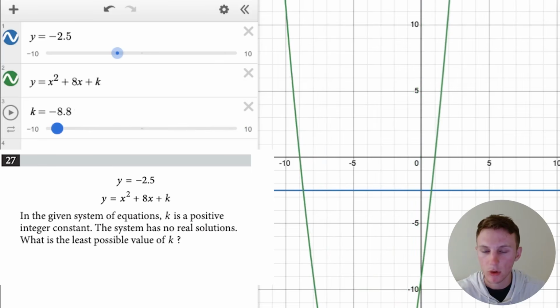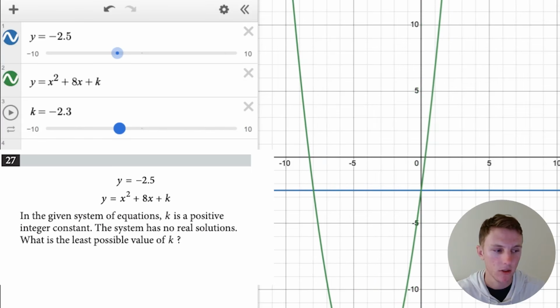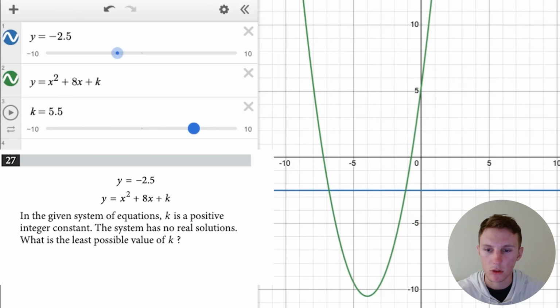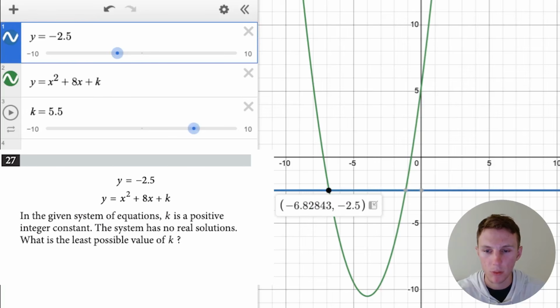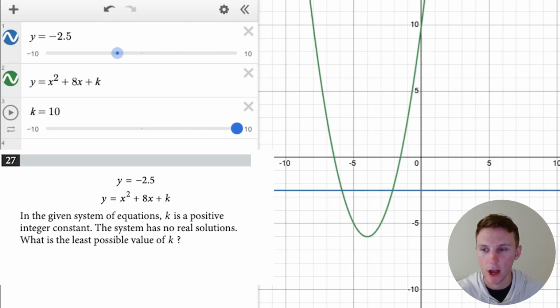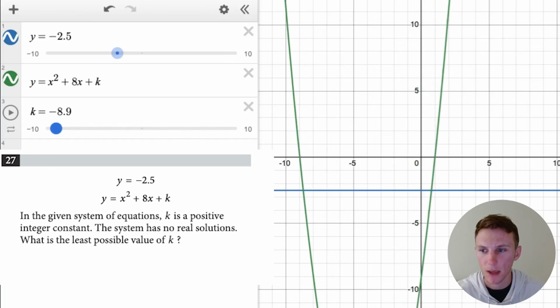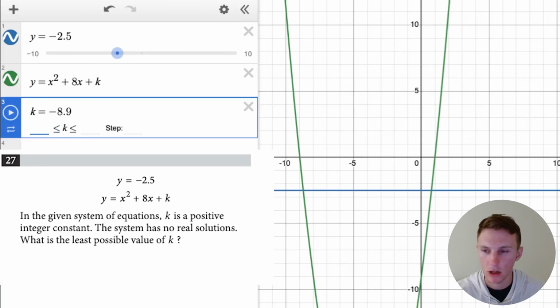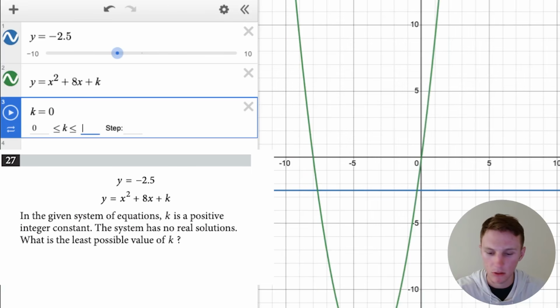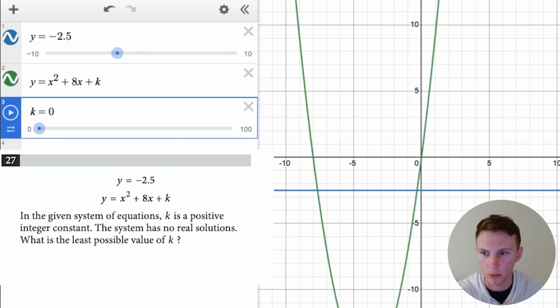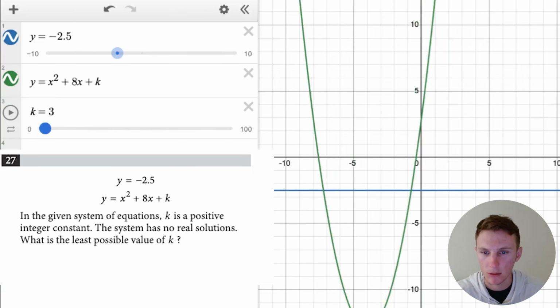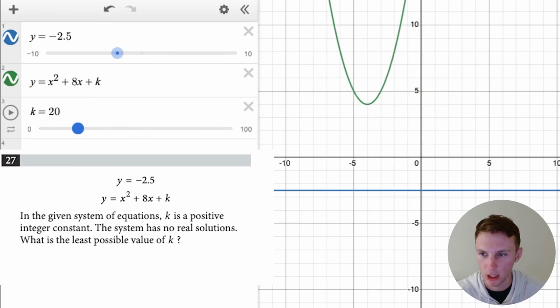So pretty much what the question's asking is, when does this system have no solution? It's going to be when this parabola never touches this line. So basically when it's above the line. But if you notice here, I can't move it above the line. So I'm going to show you what to do if this happens in Desmos. You're going to just have to change the range. So let me change the range from like 0 to 100. So I have a lot more room to play with. Now, see, I can move it up and down way more now that I changed the range.